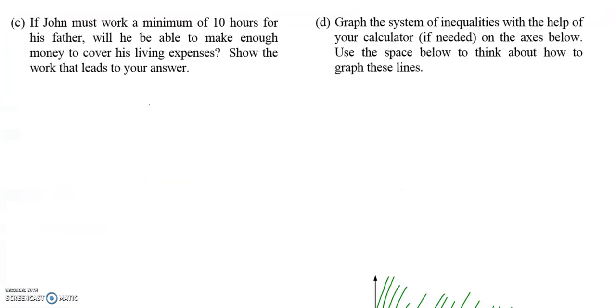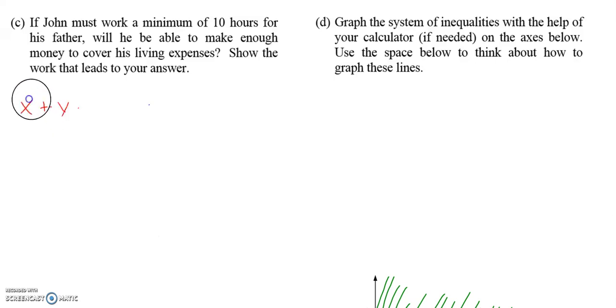Okay, part C says, if John must work a minimum of 10 hours for his father, will he be able to make enough money to cover his living expenses? Show how we got our answer. So he must work at least 10 hours for his father. Would he make enough money? So go ahead and give that a try now. Okay, how'd you do on this one?